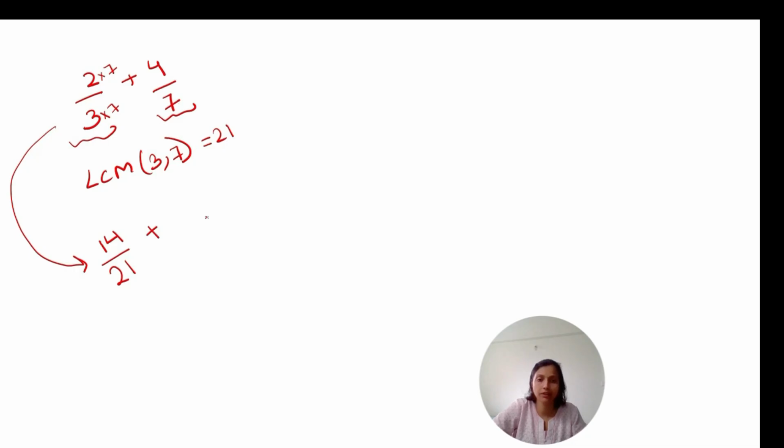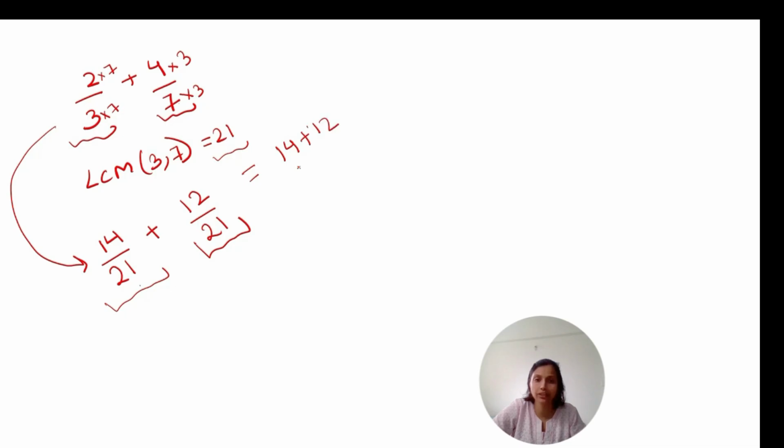Again, for 4 by 7, I need to bring the denominator to 21. So I need to multiply the denominator by 3. So I also need to multiply the numerator by 3, so that the value of the fraction does not change. We need to find the equivalent fractions with the common denominator, and the common denominator is usually taken as the LCM of the denominators. Now, since the denominators are the same, we can simply add the numerators to get the final answer.